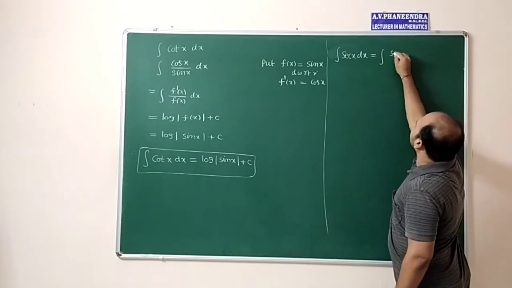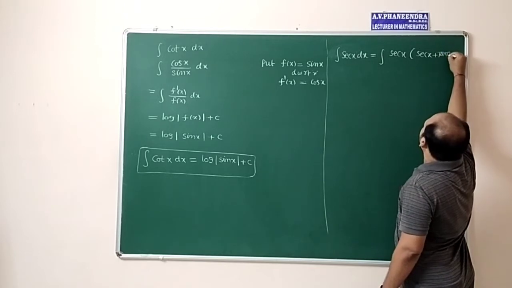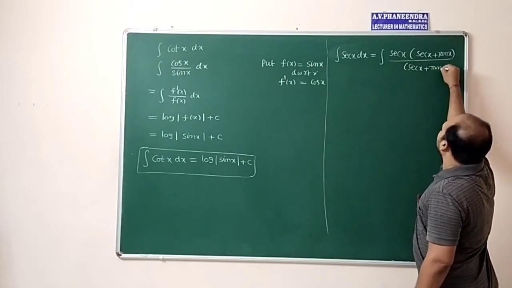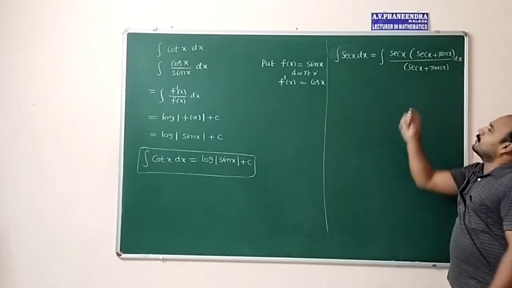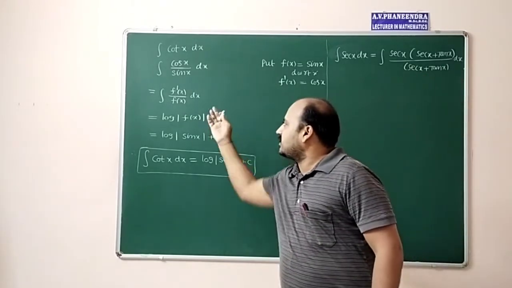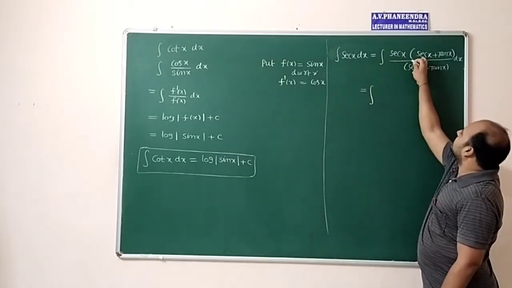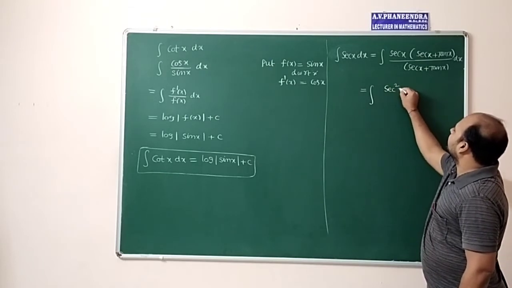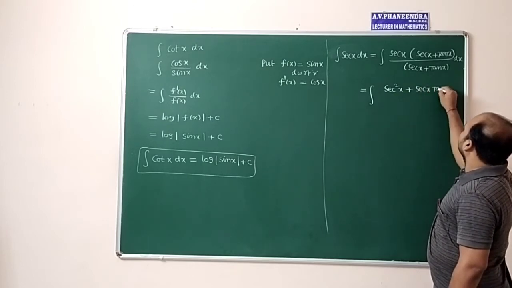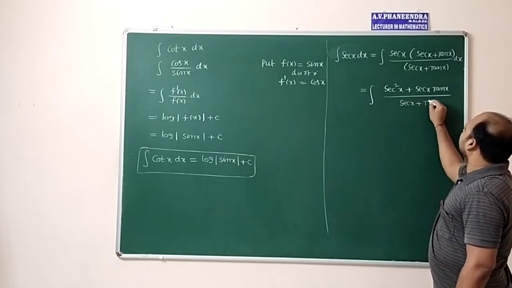Integral secant x, multiplying and dividing by secant x plus tan x, into dx. Why are we multiplying and dividing by secant x plus tan x? To get it into the form of integral f dash of x by f of x dx. Observe that secant x into secant x is secant square x, plus secant x into tan x, secant x tan x, whole divided by secant x plus tan x into dx.